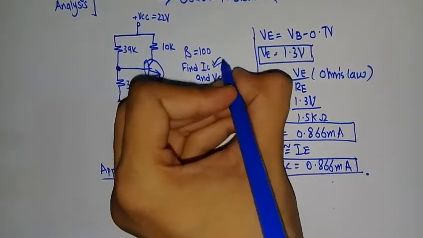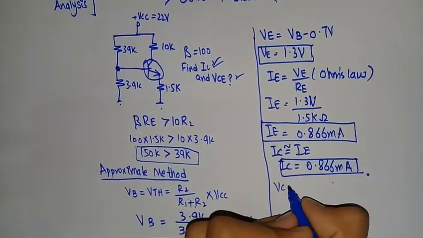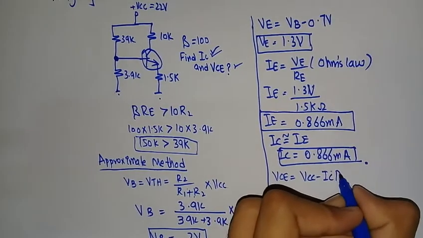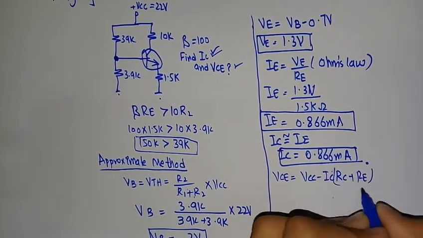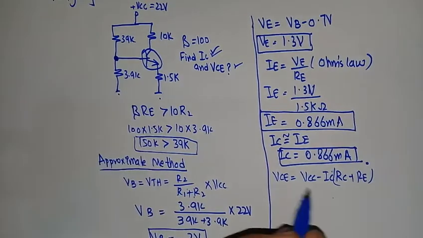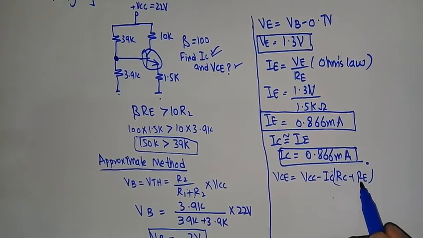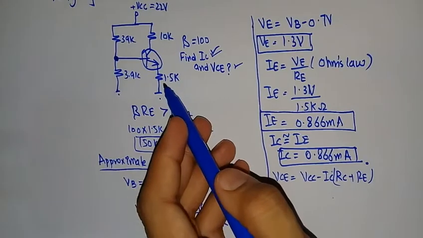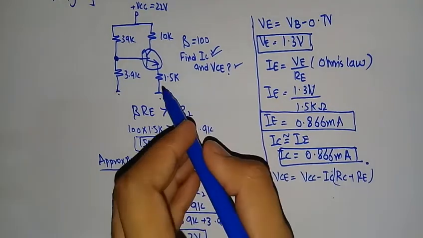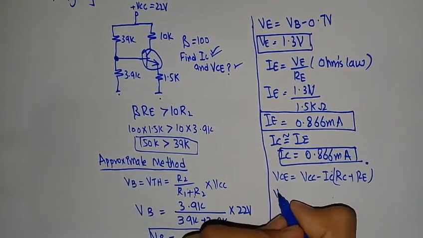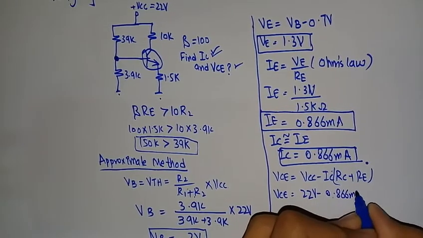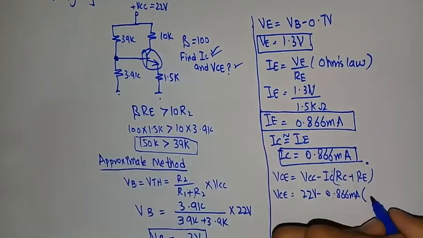So the first thing is done. Now we have to find the collector emitter voltage. The formula to find collector emitter voltage is VCC minus IC into RC plus RE, because the voltage is dropped across both RC and RE. In fixed biasing we will not have RE, because no resistance RE is present. In emitter biasing and voltage divider biasing, RE is present in the circuit. So VCE will be equal to VCC of 22 volts minus 0.866 milliamps into 1.5k plus 10k, which is 11.5k.